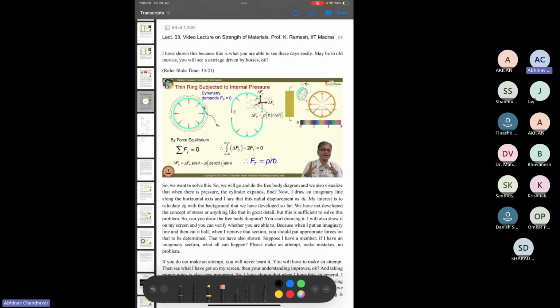So what we basically did was we broke the ring into small portions, because every portion of the ring is experiencing force in a different direction. So you can't directly add them up. You have to take components of every small portion and then add them together by integrating. And you'll get this expression Ft equal to small p into R into B.